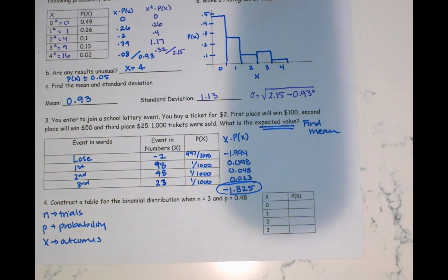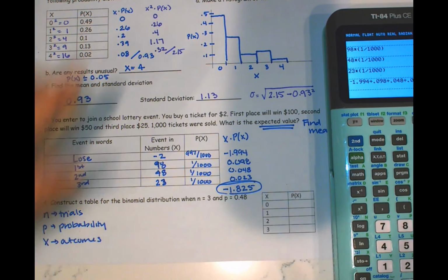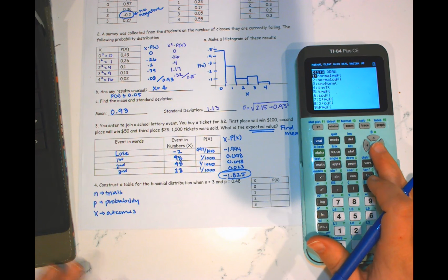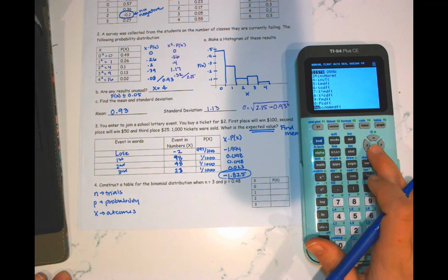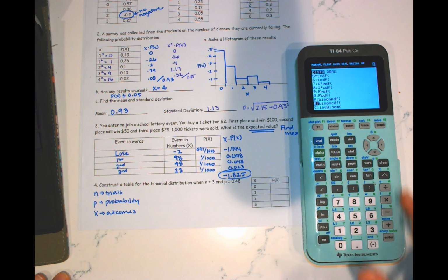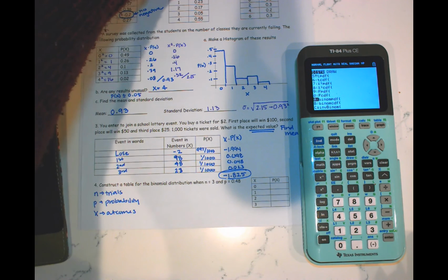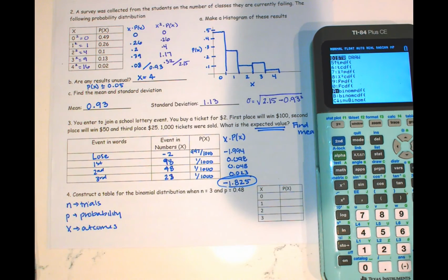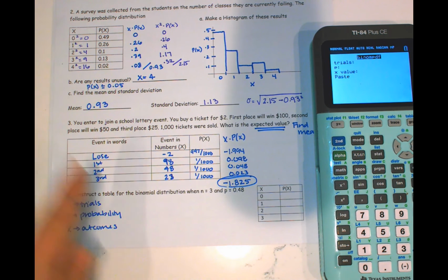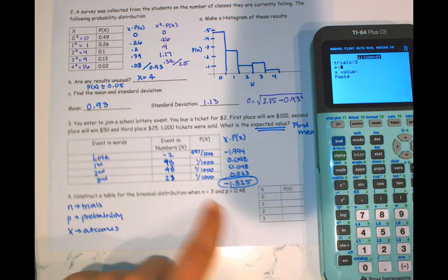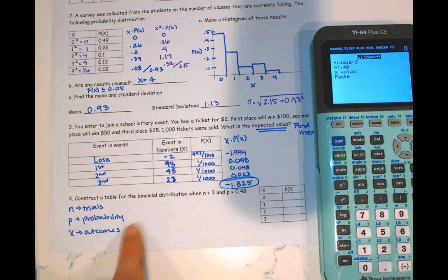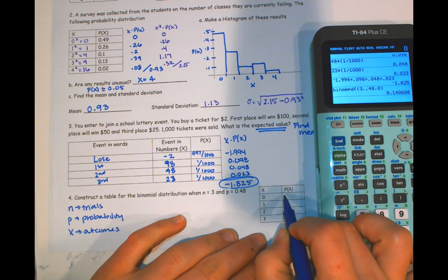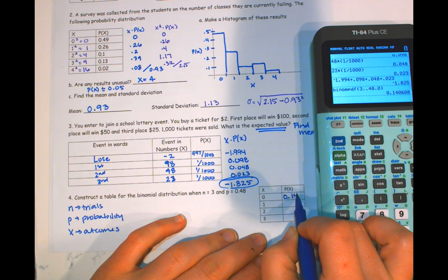So remember to do that on our calculator. We hit second vars, and then we're going to scroll all the way to our normal or binom PDF. For most of you, that should be letter A. And then my trials, my n value is 3. My p-value is 0.48. And then my x value we'll start with is 0. So I get that when it's 0, I have 0.141.